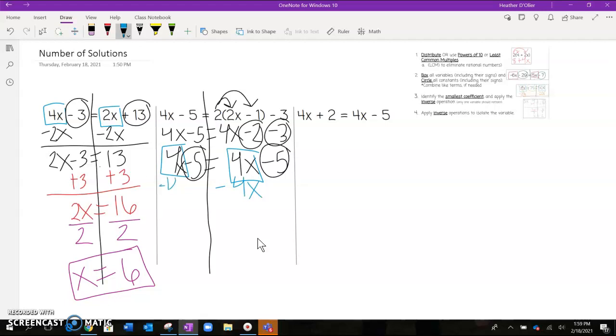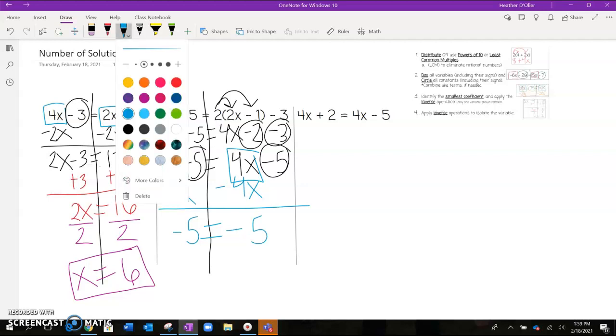Subtract 4x. Oh, that made 0. So I end up with -5 equals -5. Okay. My variables made 0. They canceled out. They're gone. And now I have this statement, -5 equals -5. Huh. Okay, so that one was a little funky.